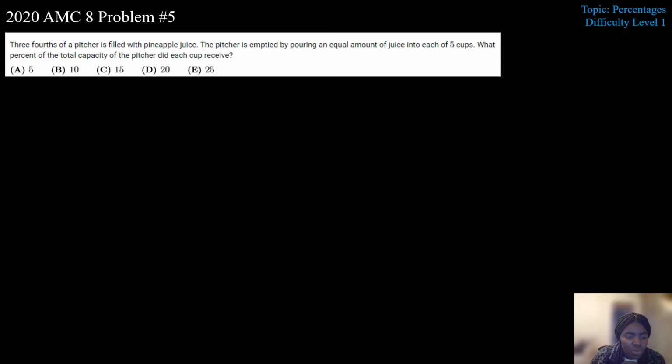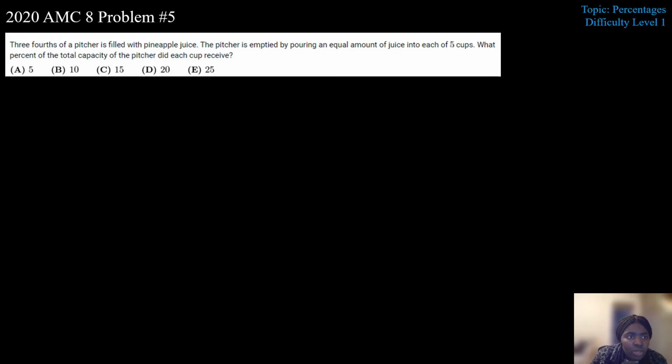Okay, so with this question, we have 3/4 of a pitcher filled with pineapple juice. The pitcher is emptied by pouring an equal amount of juice into each of 5 cups. What percent of the total capacity did each cup receive?